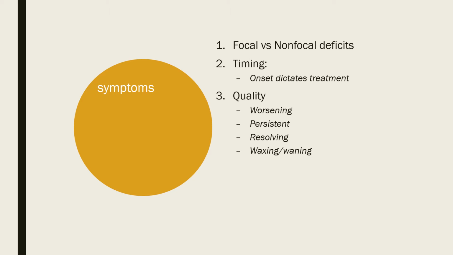Quality. Are the symptoms worsening, which indicates either progressive intracranial bleeding or ischemia, and essentially rules out a TIA? Are the symptoms persistent, which also rules out TIA, which means that a stroke is likely to be present on neuroimaging? Are the symptoms resolving, which likely indicates an ischemic stroke or a TIA? Or are the symptoms waxing and waning, like I had said?